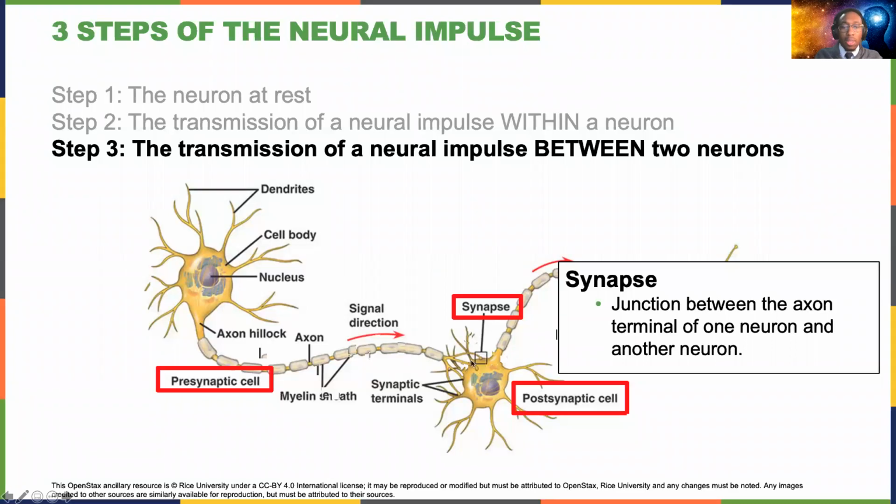It's where the axon terminal of one neuron connects with the soma or cell body or perhaps a dendrite of a second neuron. And so when we are referring to two neurons that are communicating, we often call one the presynaptic cell. It's the neuron that's carrying the neural impulse before it reaches the synapse, and then the postsynaptic cell, the cell that is carrying the neural impulse after the synapse.